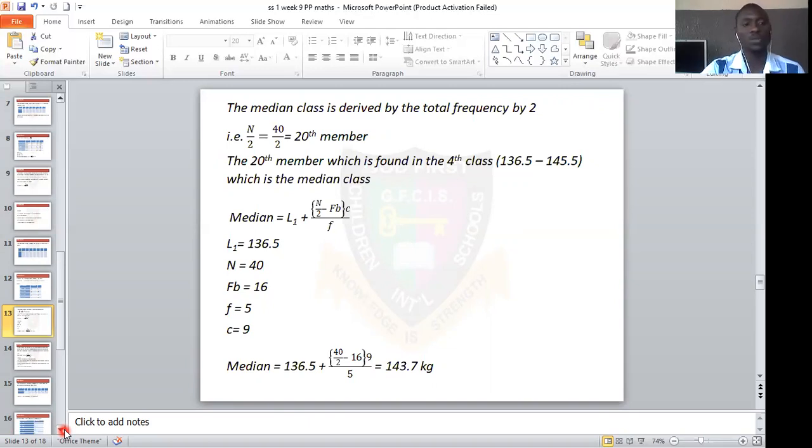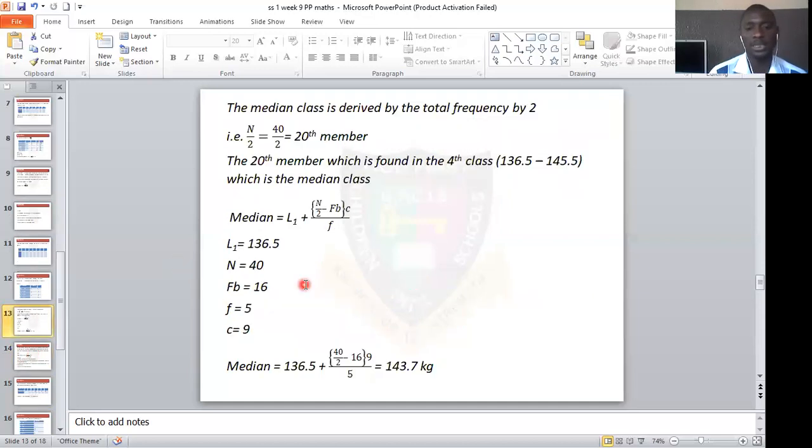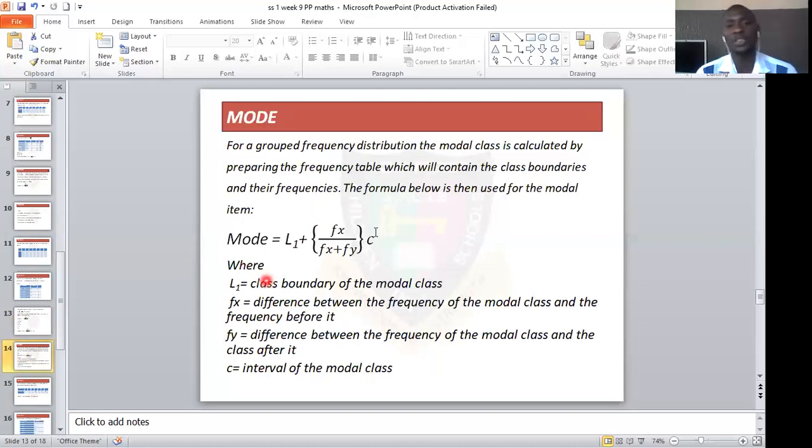So we'll go to the next thing, which is the mode. For a group frequency distribution, the modal class is calculated by preparing the frequency table, which will contain the class boundary and their frequency. The formula below is then used for the modal item. For you to calculate the mode, this is the formula applied to it. Unlike the median, we have L1 plus open bracket Fx over Fx plus Fy, close bracket, times C. So this is one formula for calculating the mode.